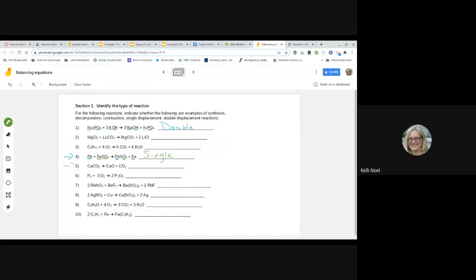Number 5, I start off with one thing, and I am left with two things at the end. So one thing together and get two things, it is decomposition. We'll just go over an example of each. And then 6, you have P, and then you have O. They're separate, but then on the left-hand side, they are together. So this would be synthesis.